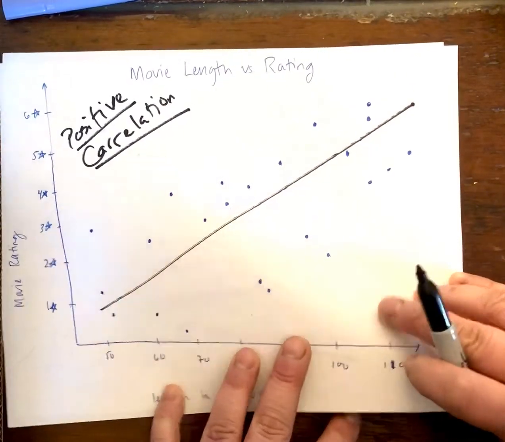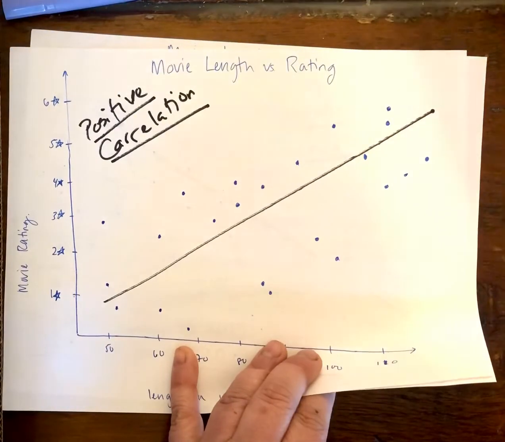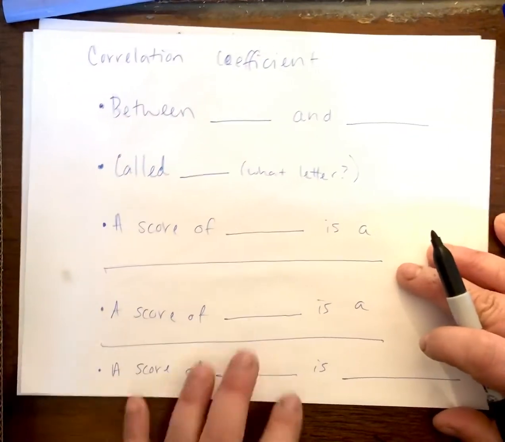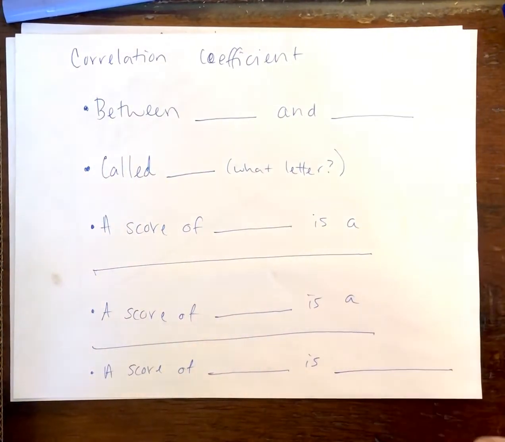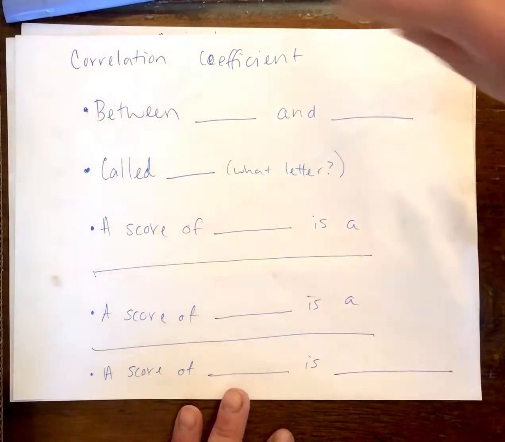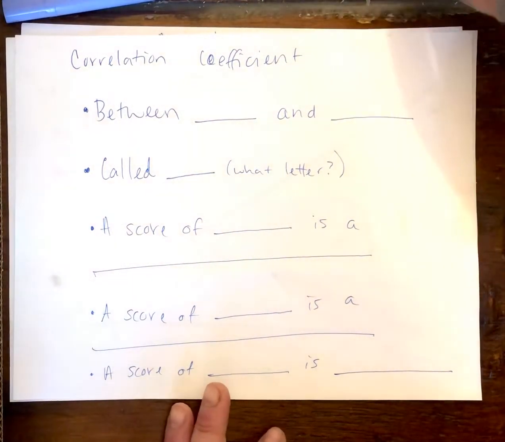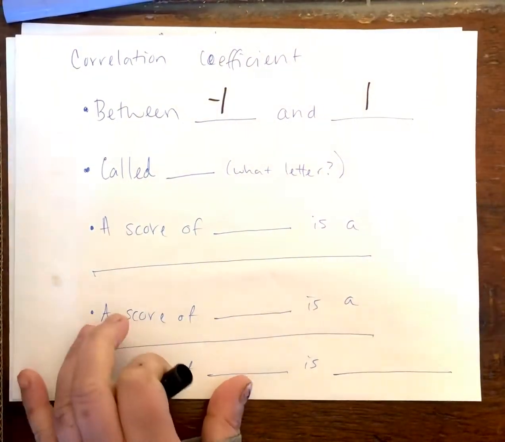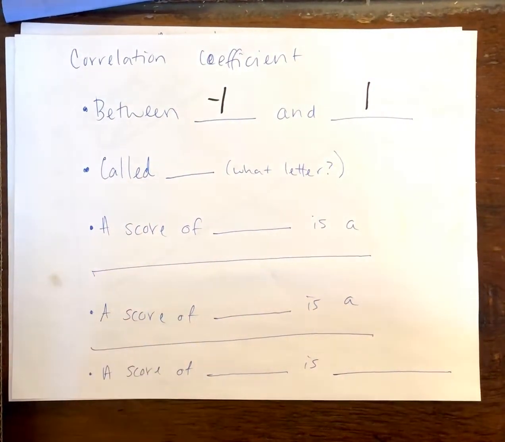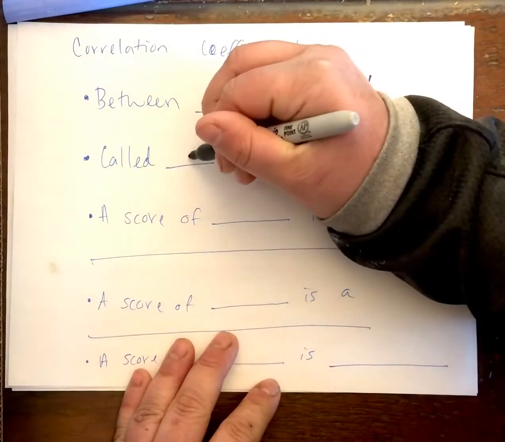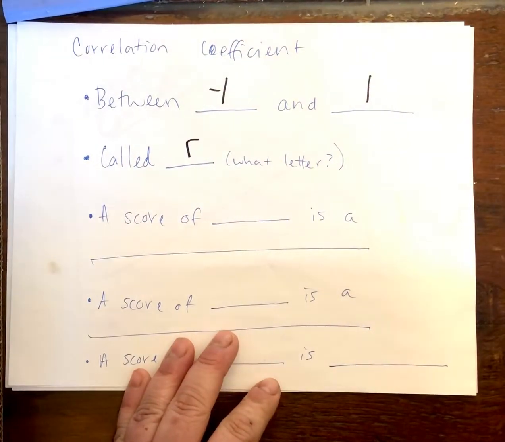So, if I were to look at a number that I could say ranks how well these two variables go together, that would be my correlation coefficient. Correlation coefficients are always between -1 and 1. It's never higher than 1, it's never lower than -1. The letter that we give the correlation coefficient is R.